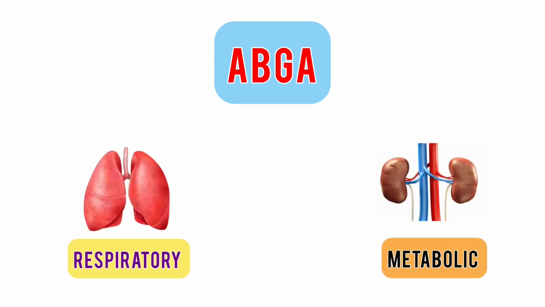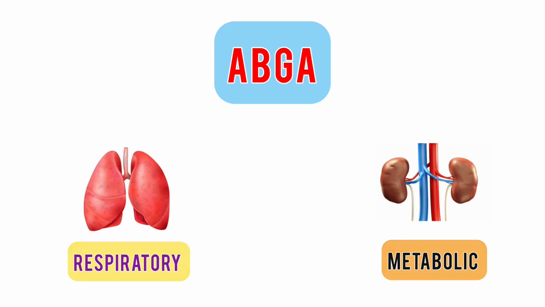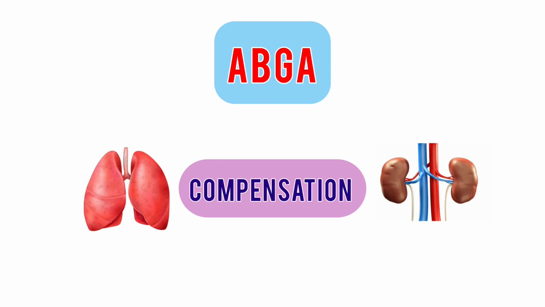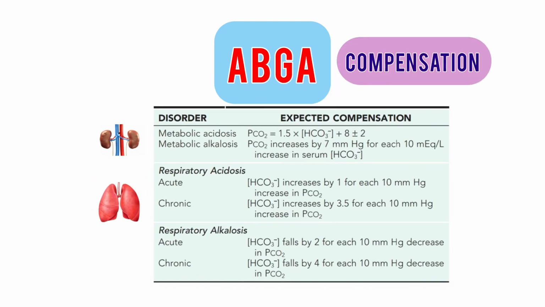Now, as I told you, ABGA tries to tell us the activity in these two systems, that is respiratory and metabolic. If one is disturbed, then the other one tries to balance it. That is called as compensation. So you need to remember this table, which indicates the predicted compensation of the other system. You can see from this table that in chronic respiratory acidosis or alkalosis, the change in bicarbonate is higher as the kidney gets more time to adjust.